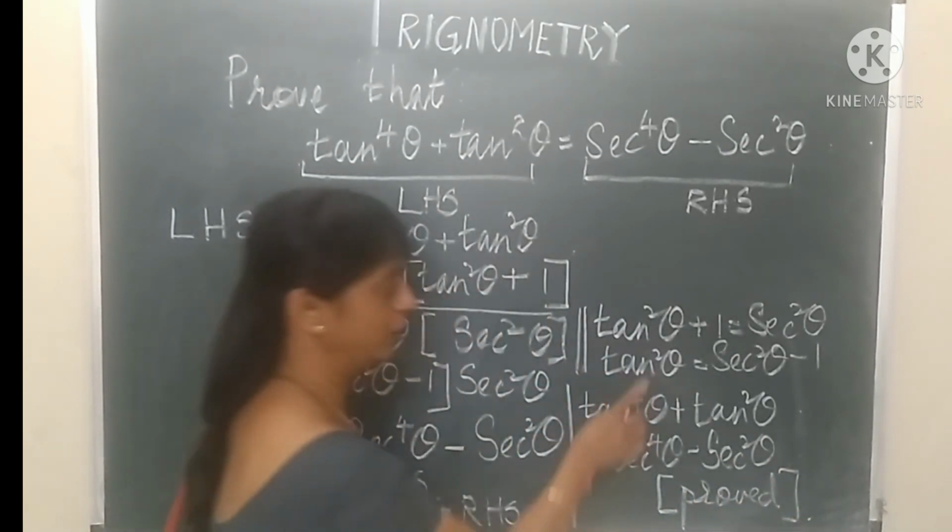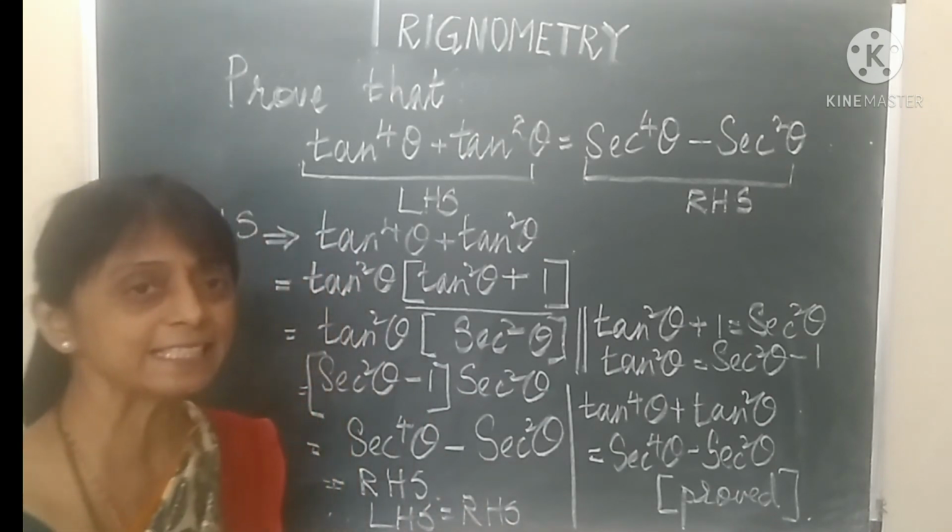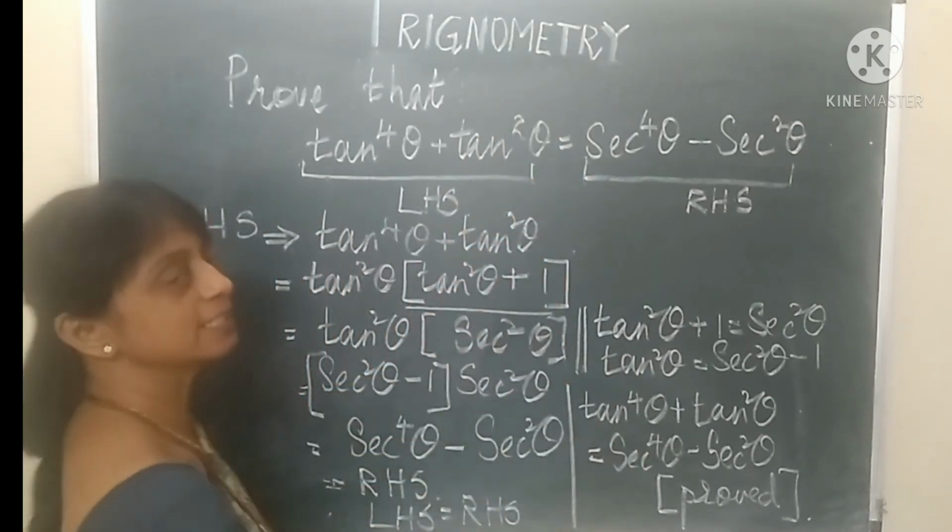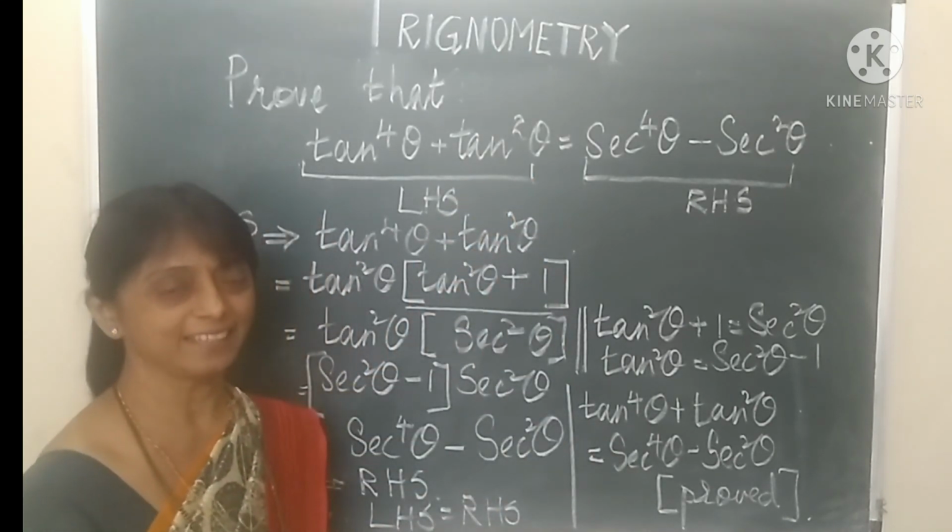So children, we used only one trigonometric identity to prove the left hand side is equal to the right hand side.